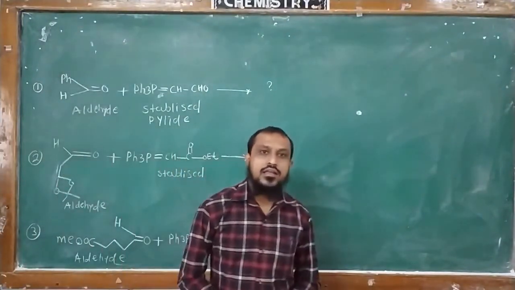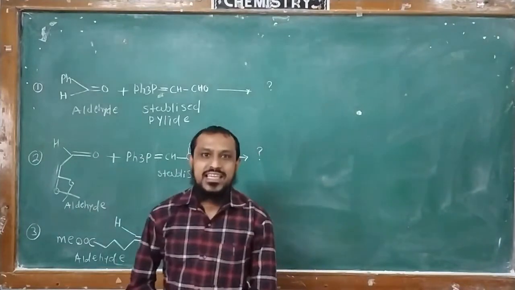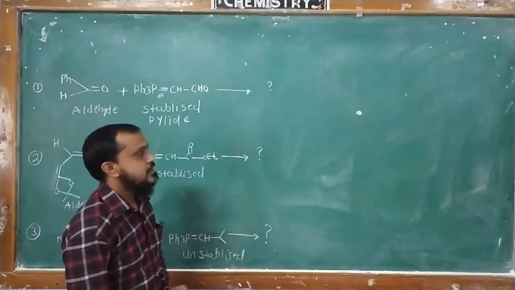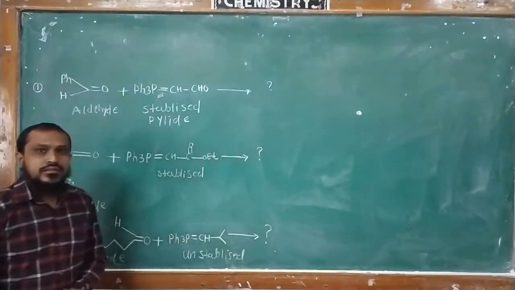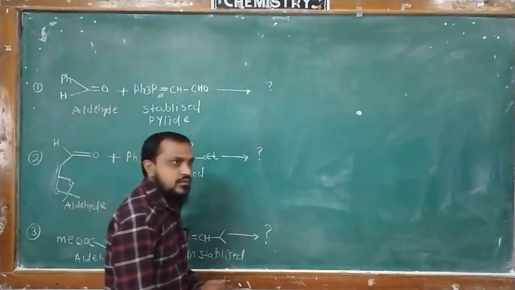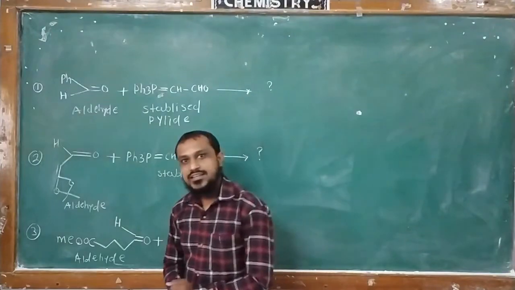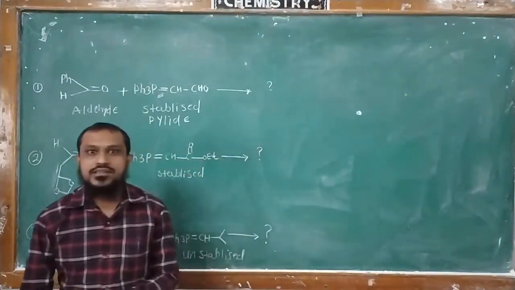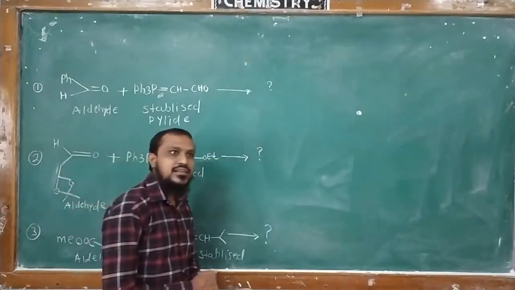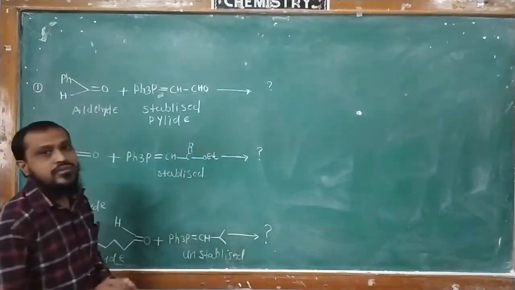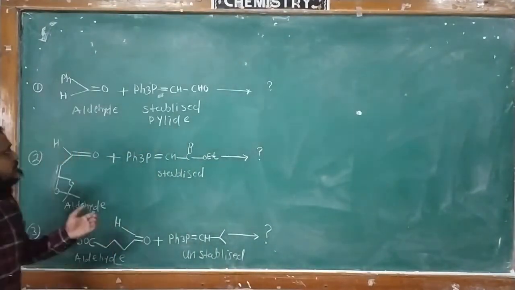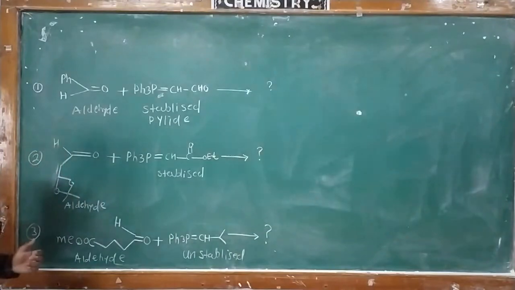Here I have taken three examples of the Wittig reaction. The Wittig reaction is very important from the point of view of CSIR NET and SET. A lot of questions are asked in CSIR NET and SET on the topic of the Wittig reaction. So these are the three examples of the Wittig reaction.